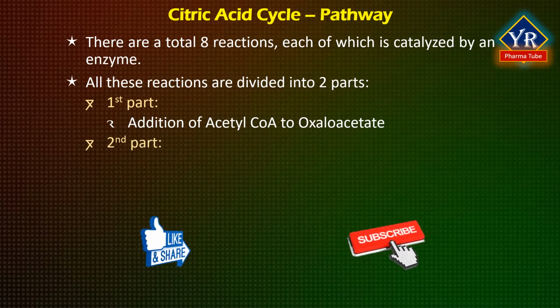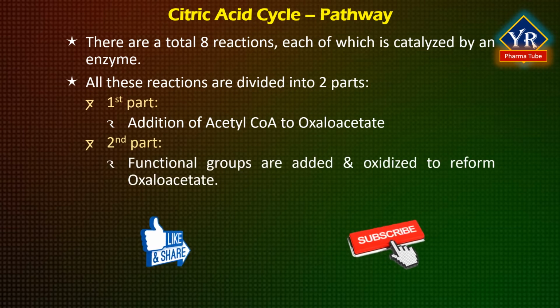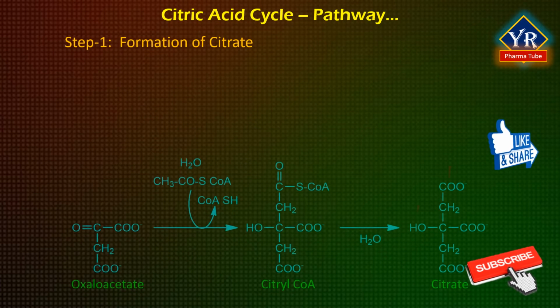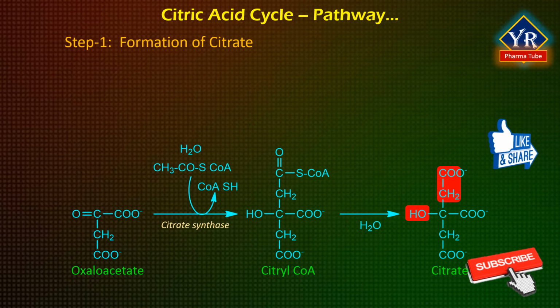In the second part, functional groups are added and oxidized to regenerate oxaloacetate, which is the substrate that is needed to begin the cycle again. During this process, 4 pairs of electrons are removed from the substrates and passed to carriers, that is NAD plus and FAD, on their way to the respiratory chain. The first step is the formation of citrate, which is catalyzed by the citrate synthase enzyme, a reaction similar to an aldol condensation reaction.